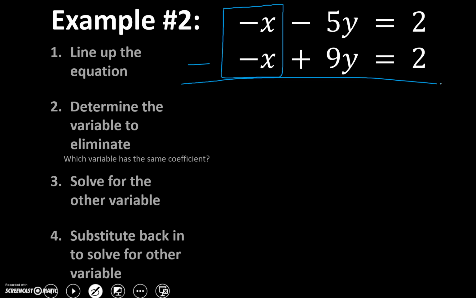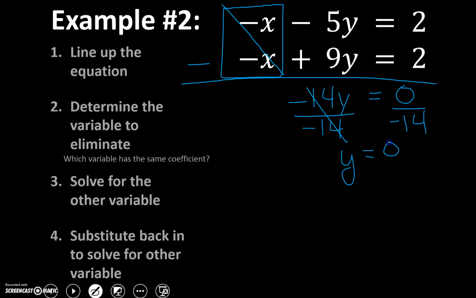So negative x minus negative x, they cancel out. Negative 5y minus 9y is negative 14y. 2 minus 2 is 0. We can continue on since we still have a variable of y, and we're going to divide both sides by 14. 0 divided by anything is still 0. So now we're on to step 3 or 4.